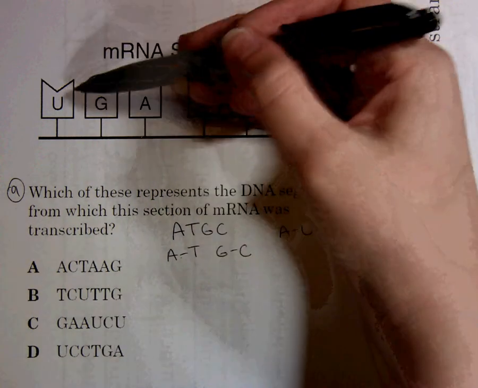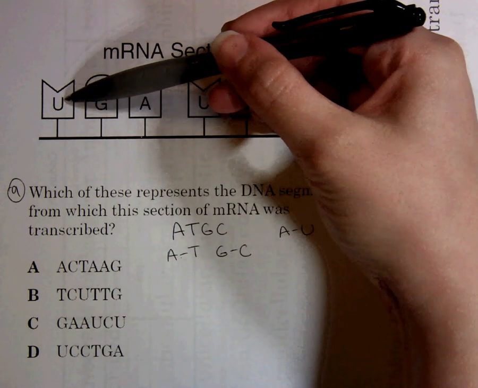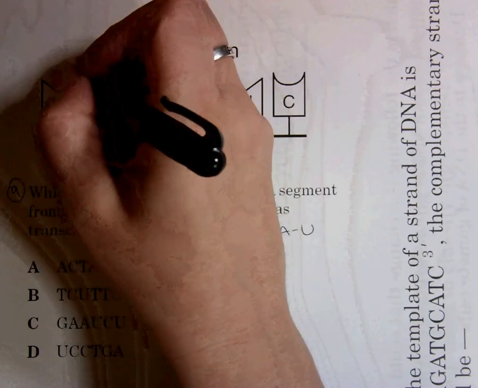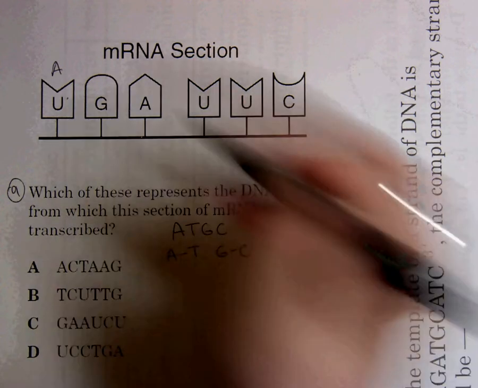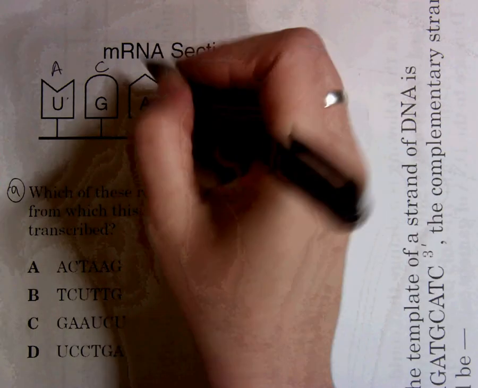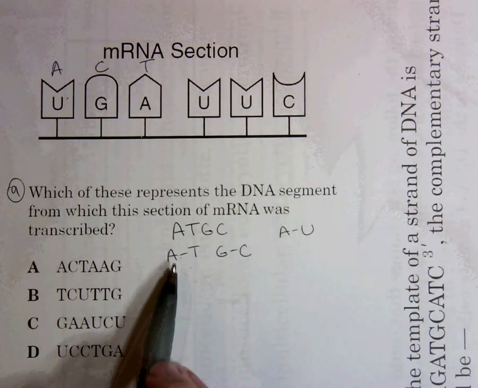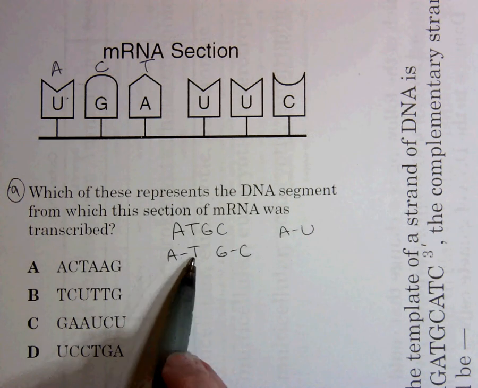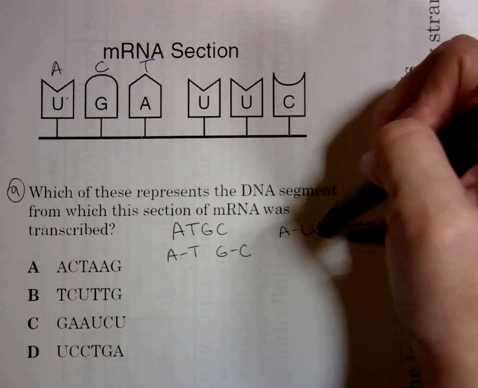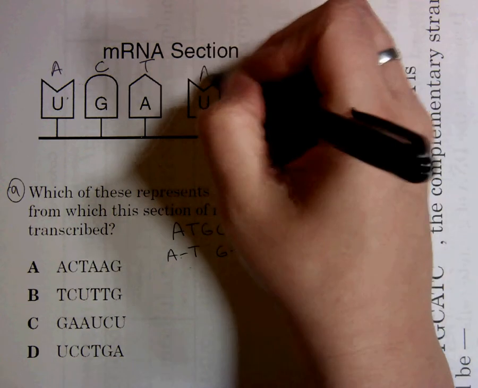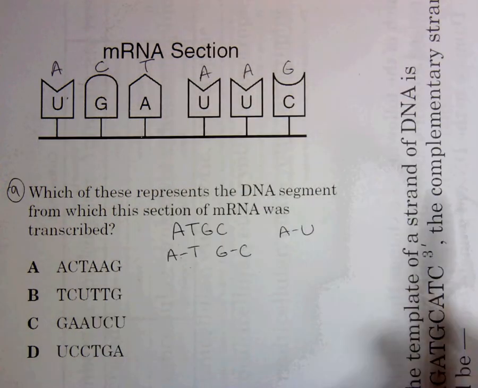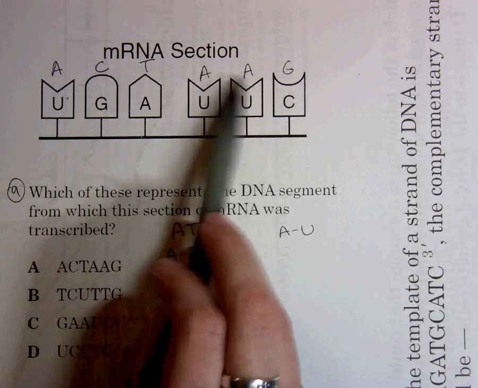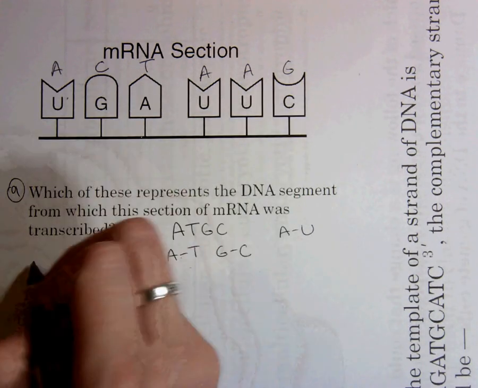So I look at this and I go, okay, U pairs with A, then we have G pairs with C, A pairs with T, because remember in DNA, A pairs up with T, U pairs up with A, again U pairs up with A, and C pairs with G. So my answer has to be ACTAAG, and there it is, answer choice A.